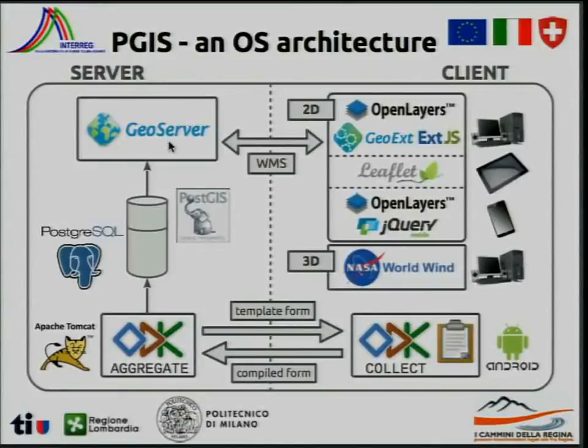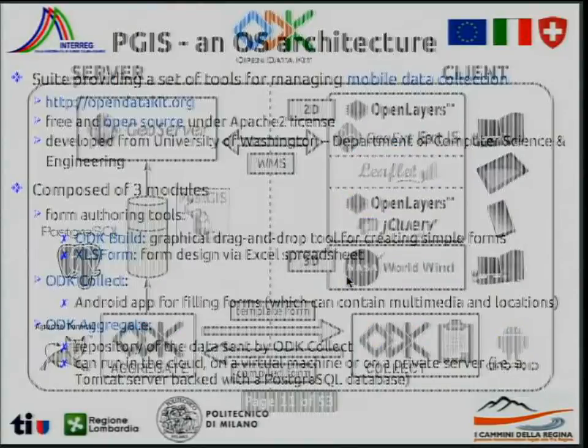These contents are then web published, in this case as WMS, by GeoServer, and then they are accessible. They can be accessible, first of all, in two dimensions. We developed different viewers, for instance, for traditional computers using OpenLayers, GeoExt, and ExtJS, but also for mobile devices using, for instance, Leaflet, and again, OpenLayers with jQuery Mobile. But we also developed a fully participative 3D platform using the NASA World Wind Virtual Globe.